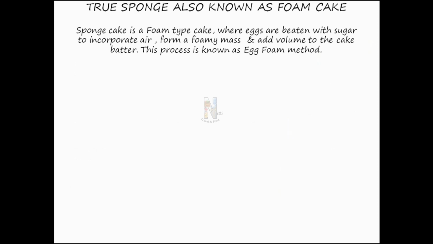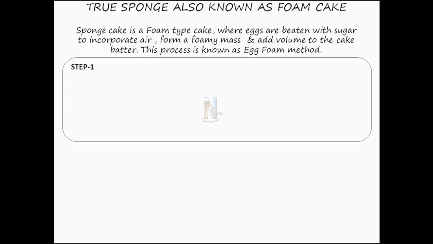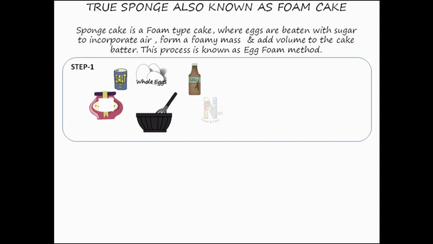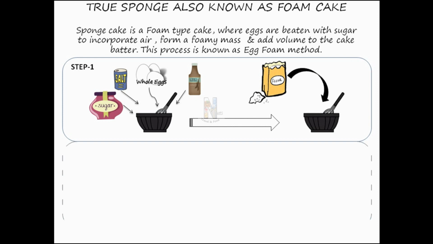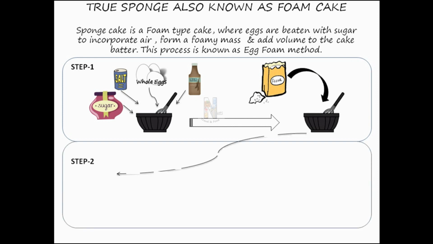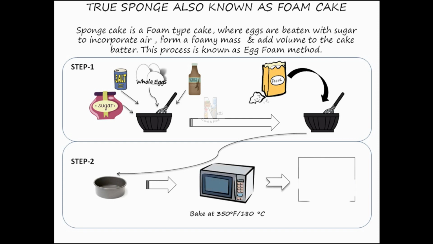Sponge cake is also known as foam cake, where eggs are beaten with sugar to incorporate air, form a foamy mass and add volume to the cake batter. This process is known as the egg foam method. Here you can see whole eggs and sugar are beaten up in a mixing bowl and then flour is gently folded into it. The cake batter is transferred to a cake tin and then baked in a preheated oven at 180 degrees Celsius. The result is a beautiful sponge cake.